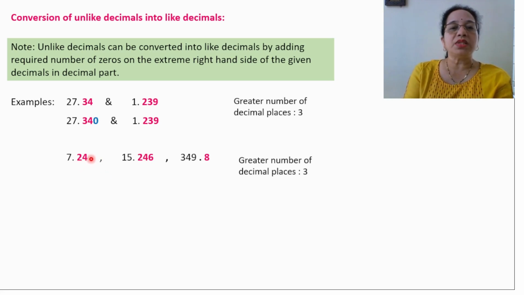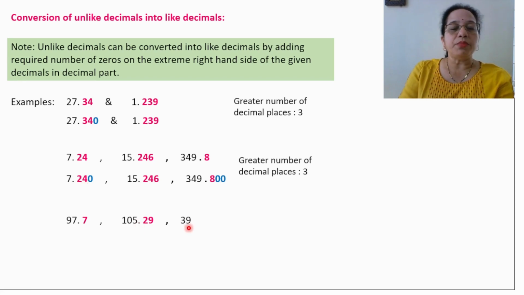So this will become 7.240. This is already 3, and now here we will add 2 zeros. 1 zero will come here and one more zero will come over here, so that this will become 349.800. So like this. So now these are the unlike decimals and these are the like decimals. Everywhere your decimal places are 3. So this is the way we convert unlike decimals into like decimals.